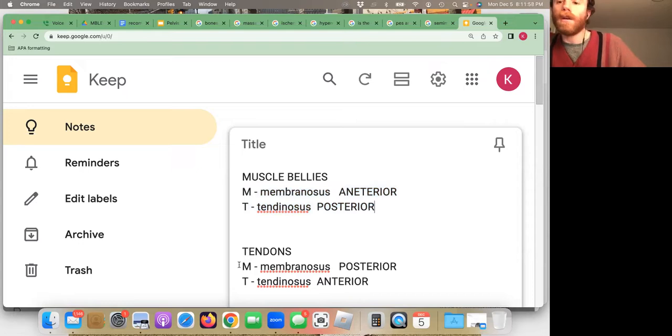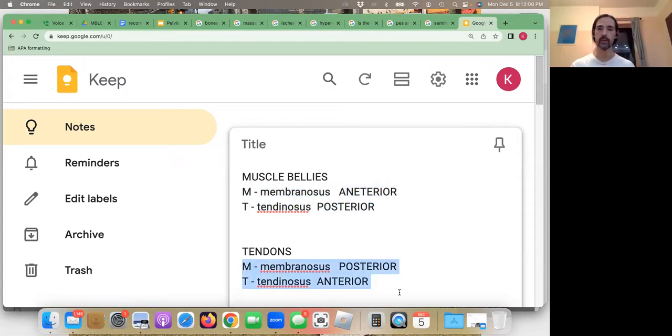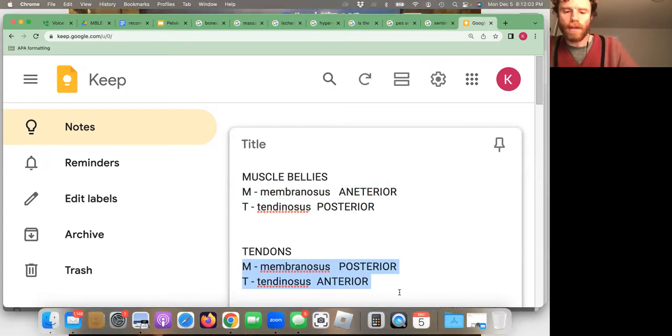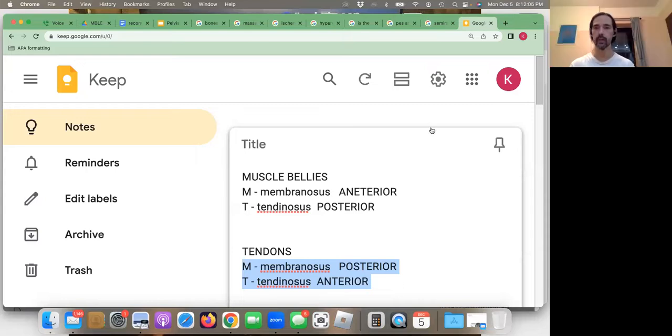What happens to the tendons of membranosus and tendinosus? They change position. They switch. That's right. They switch. They wrap. Good.